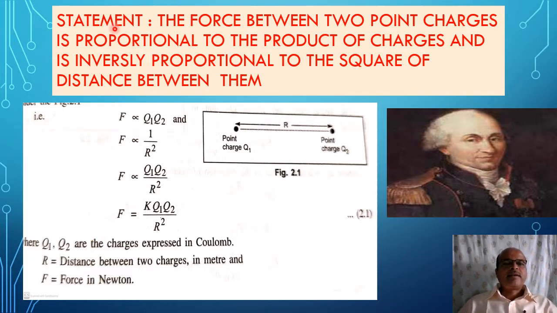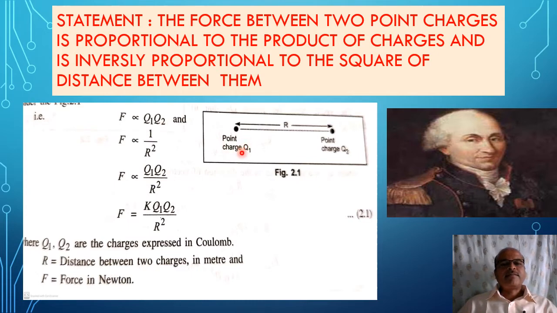Here is the statement of Coulomb's law. So what is Coulomb's law? The force between 2 point charges is proportional to the product of charges and is inversely proportional to the square of distance between them. So force between 2 point charges is proportional to the product of charges, that is Q1 into Q2.